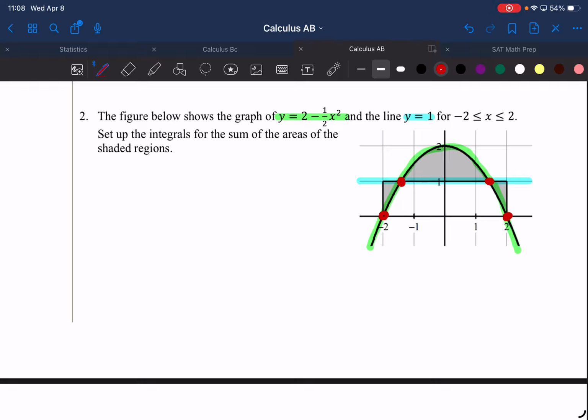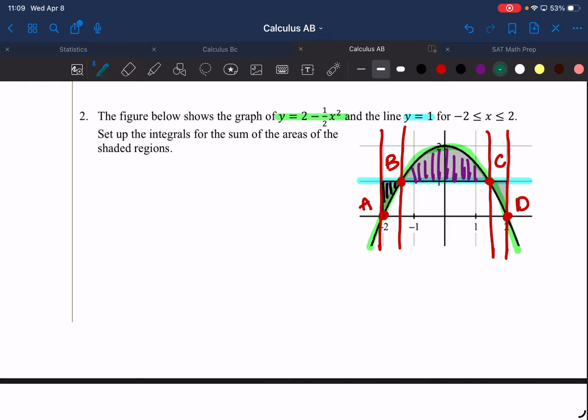Okay, and the 3 integrals are going to be represented by these bounds here. So we have our first integral, and if we want, we can label it again from bound A to bound B. Then we would have bound B to bound C, and then we'd have bound C to bound D. Okay, so again, that's representing 3 different areas that we are going to add together. So I have this one here, this one here, and this one here.